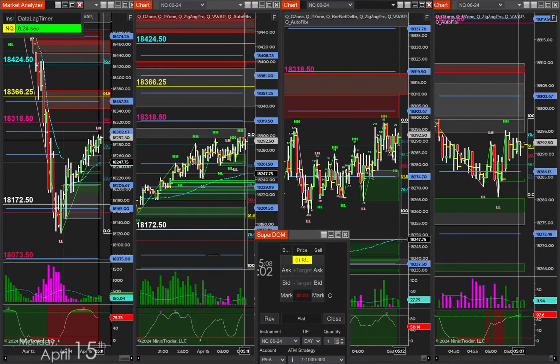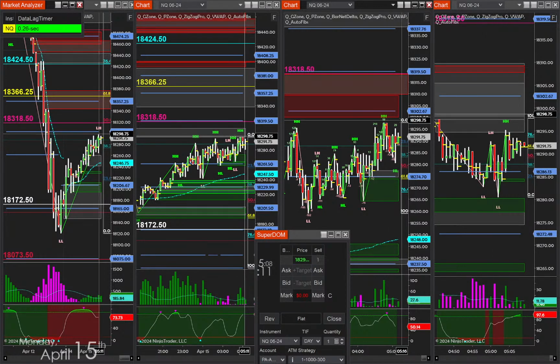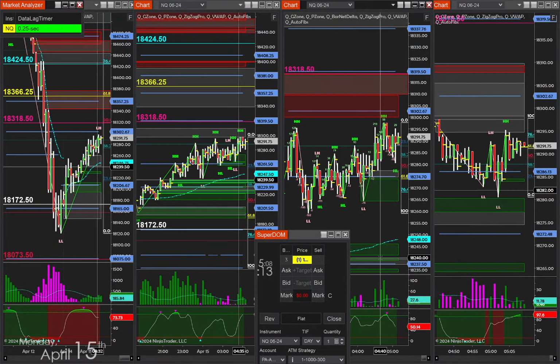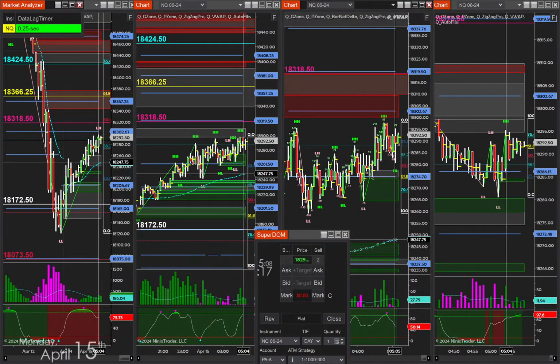And this is the VWAP here. This cyan color, that's the VWAP. Right, so it's extended. So I like to come back. If you take a short here, I would like to have it come back to the VWAP here.